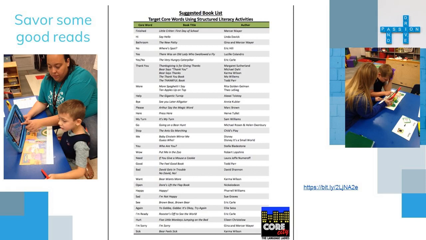So here is just a list. This is from Core City. There are tons of different resources out there that have core vocabulary target books available for free or little to no cost. Tobii Dynavox has some. There's some on Teachers Pay Teachers. There's some on Language Lab. So there's all kinds, but this is just a list from Core City.